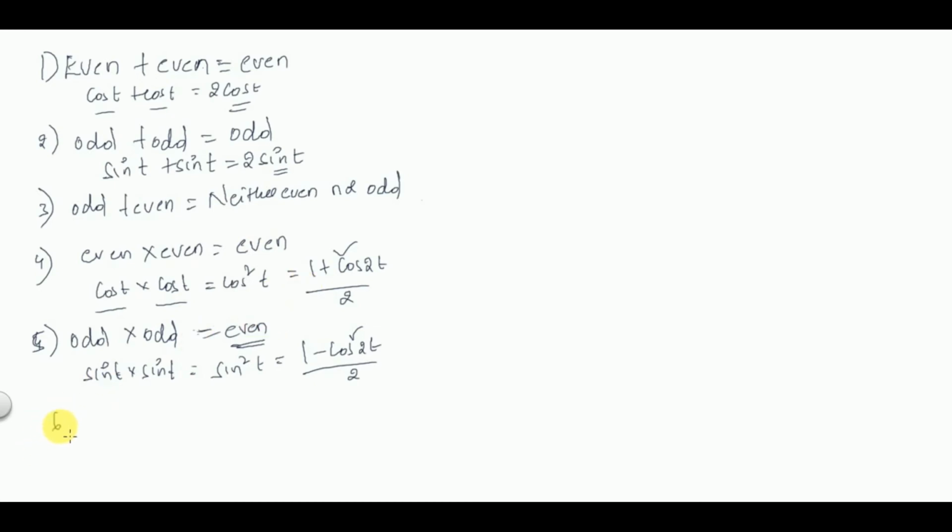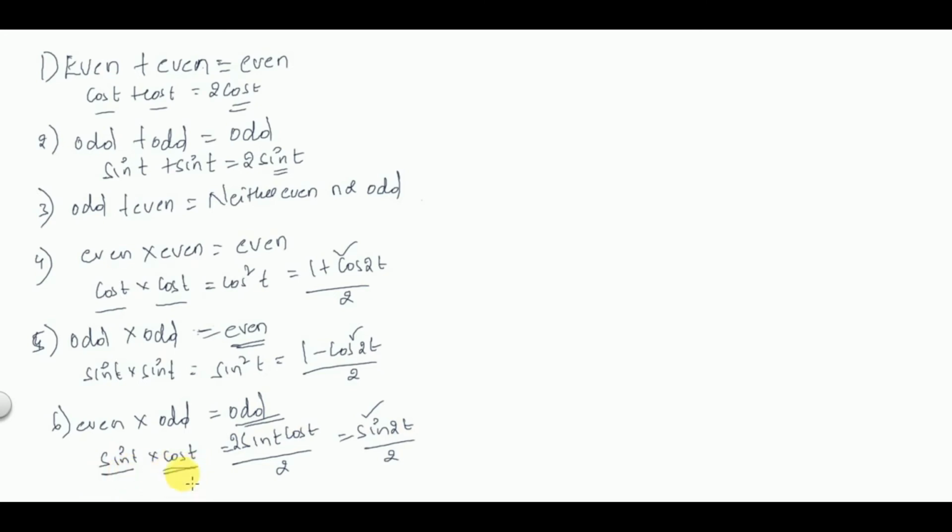And sixth is even into odd. Even into odd is equal to an odd signal. That is, sin t into cos t. This can be written as 2 sin t cos t divided by 2, so this is sin 2t by 2. Sin is again an odd signal, so the resultant is an odd signal. So odd multiplied by even, or even multiplied by odd, the resultant signal is an odd signal.